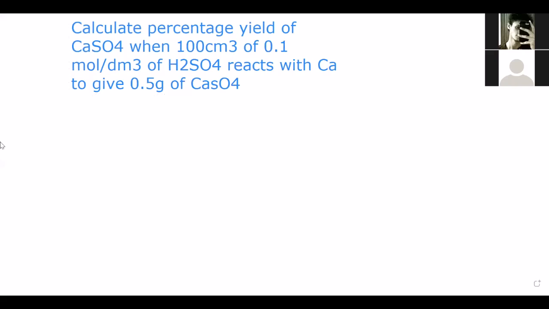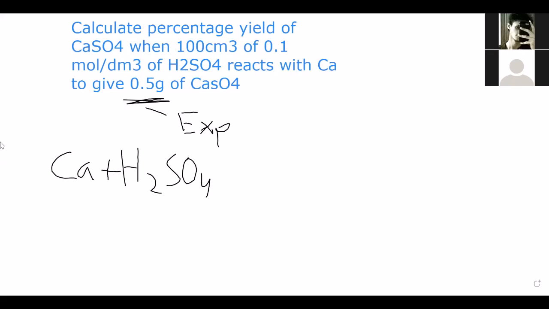Now in this question, we have been given the experimental value, which is 0.5, and we have to find the theoretical value. So for the theoretical value, we'll have to write the balanced equation first. So calcium plus sulfuric acid produces calcium sulfate plus hydrogen gas.